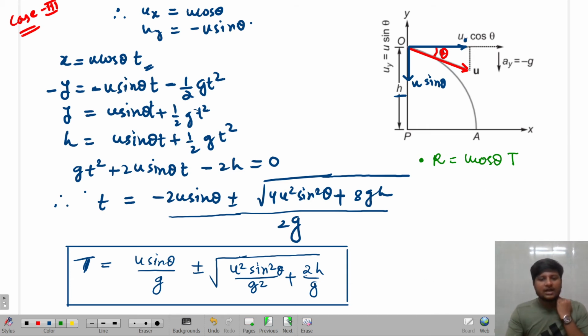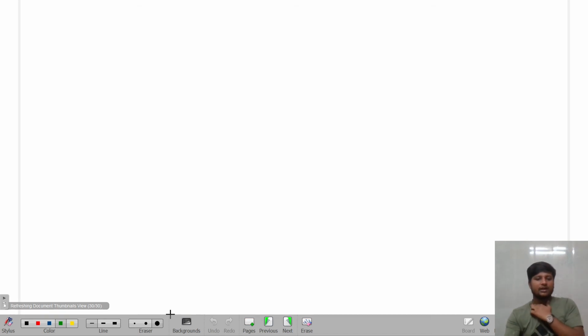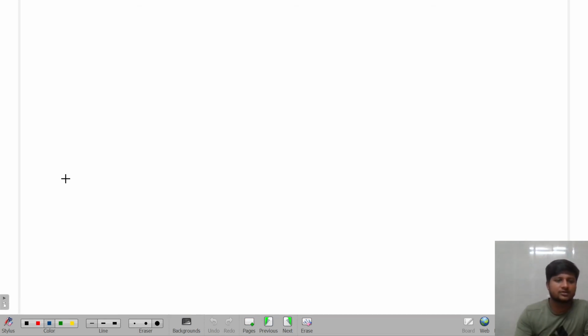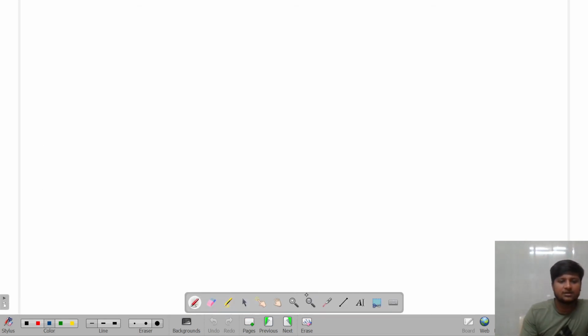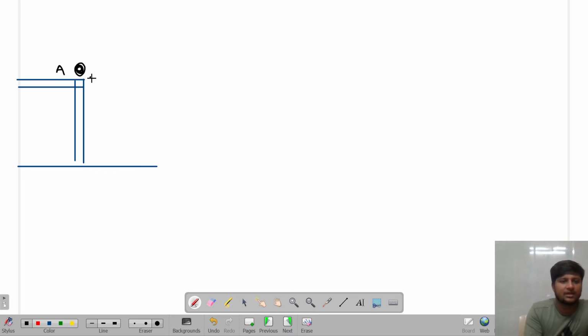Now, one question I'm trying to frame. Look over here. Try to understand. There is a top of a tower. I have one ground and I have one building over here. Means this is my building. What I'm doing is taking three particles. One particle A, another particle B, and a third particle C.